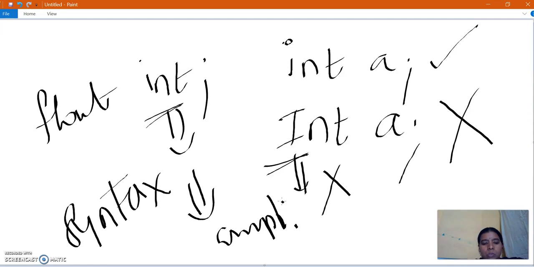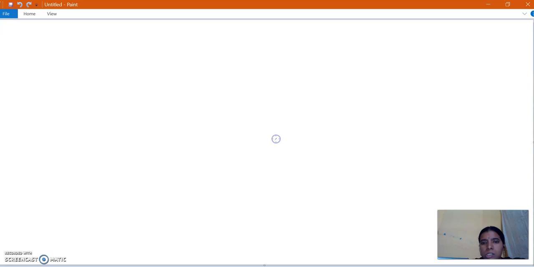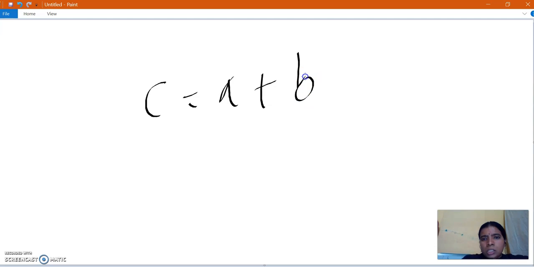So coming back to the next one, that is logical errors. Logic is the heart of a program, which executes your program to get your output. For example, if we write a program to add two numbers, this is essentially the logic that we write to add two numbers a and b.